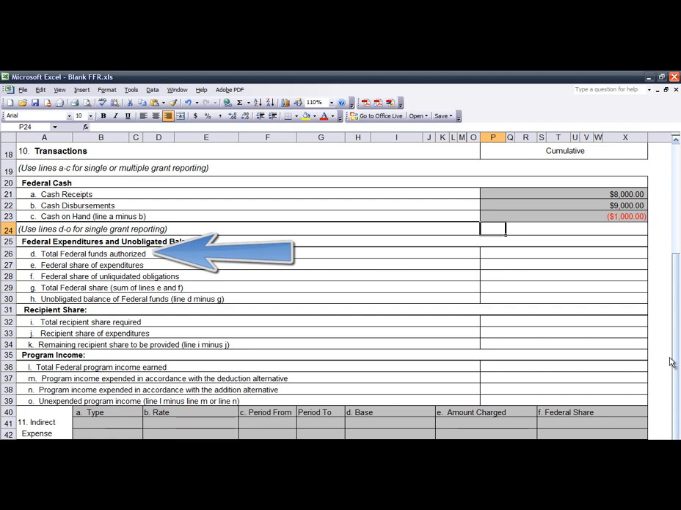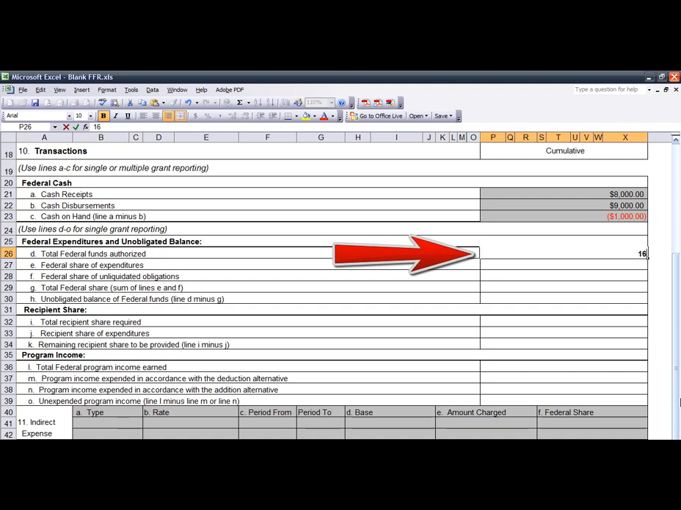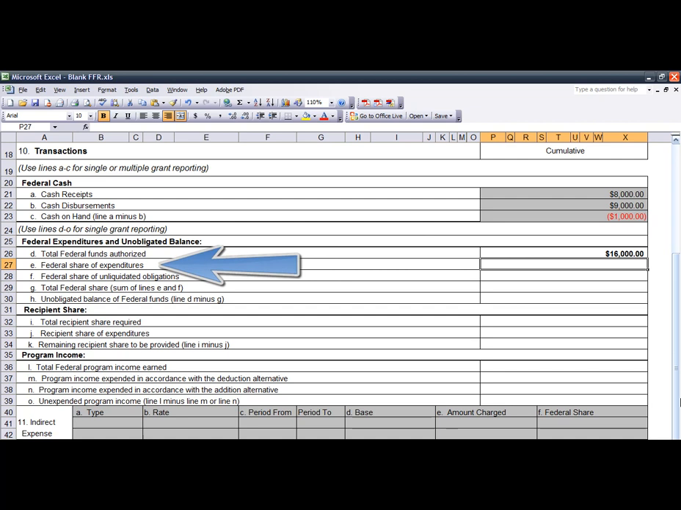On line 10D, I will enter the total federal funds authorized as of the reporting period end date. And in this case, I'm going to indicate $16,000. On line 10E, I will enter the amount of federal fund expenditures.